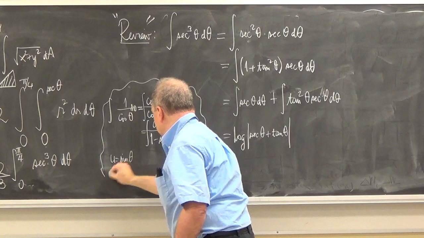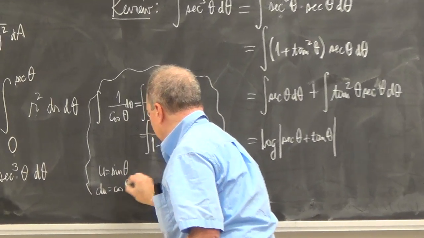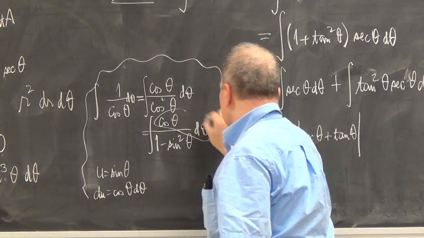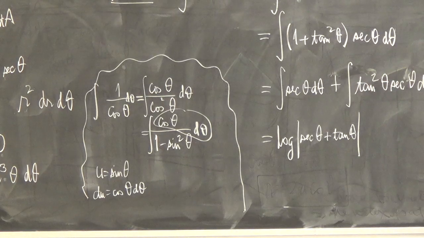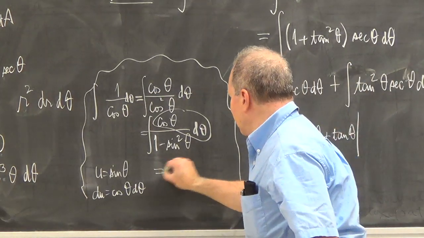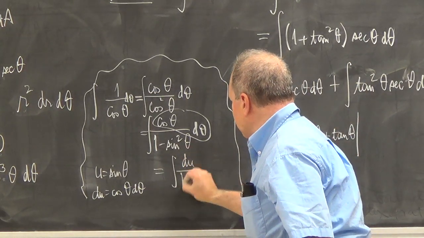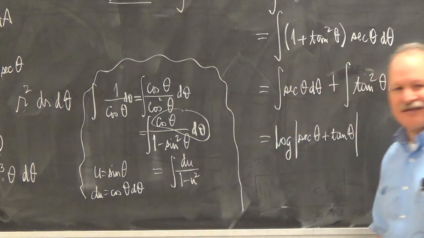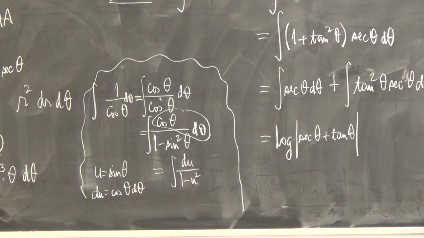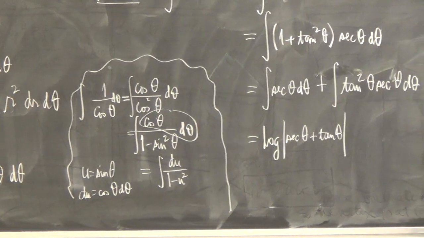You're going to get du is cosine theta d theta. Oh, how neat. There's du. So I have du over 1 minus u squared. How do you do that? Oh, 1 minus u squared factors.